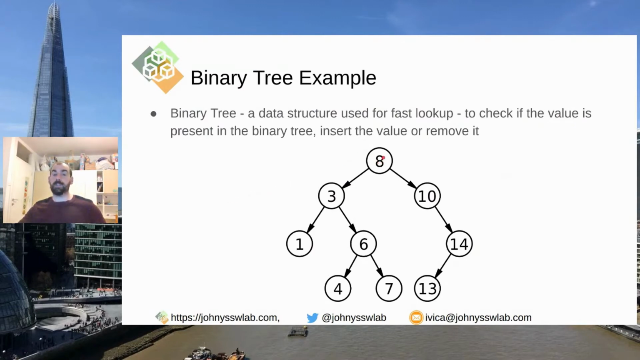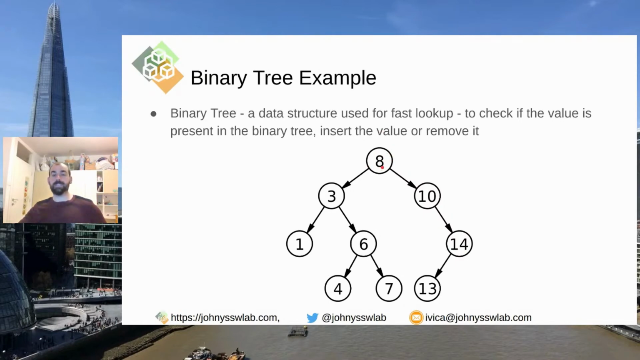You want to check if the value is present in the binary tree. You want to insert a value or remove it. So here's an example of a binary tree. It's a lookup tree. Let's say, for example, I'm looking for the number 7. So how do I look for it? I start from the root of the tree. I know 7 is less than 8.